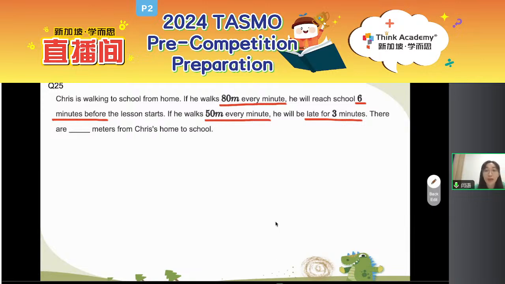So again, let's try to compare. In the first case, in 1 minute, he can walk 80 meters. So that is 80, 80, 80, 80, 80, 80, 80, 80, right? Okay.